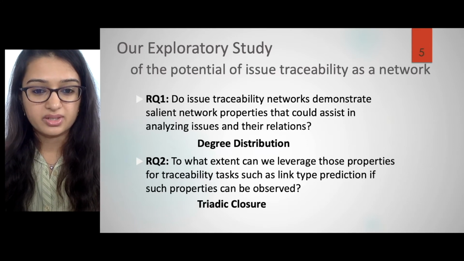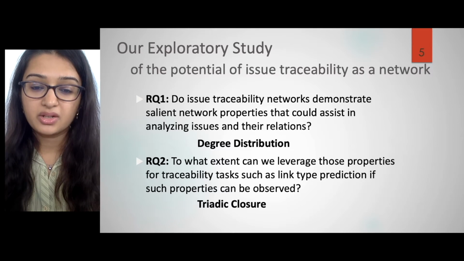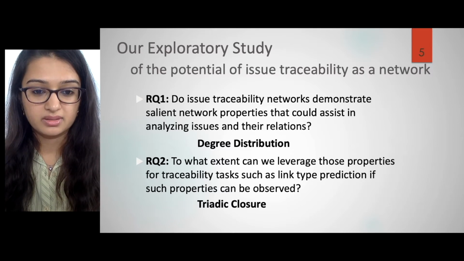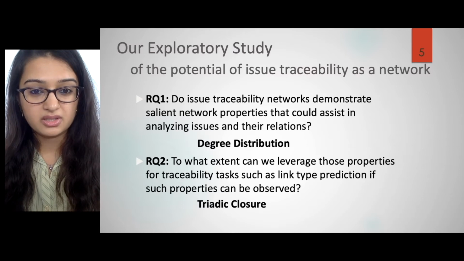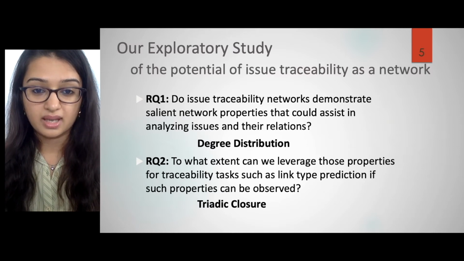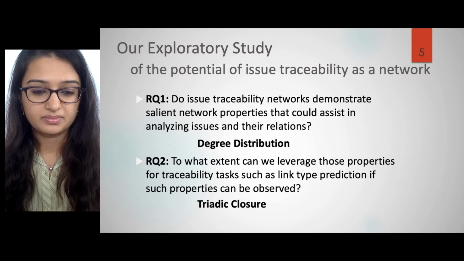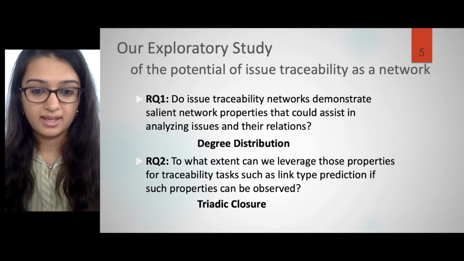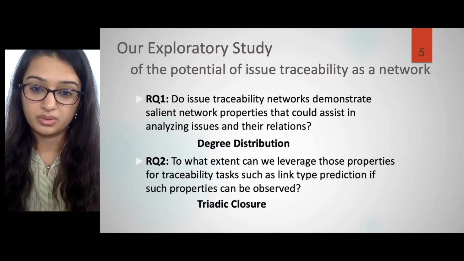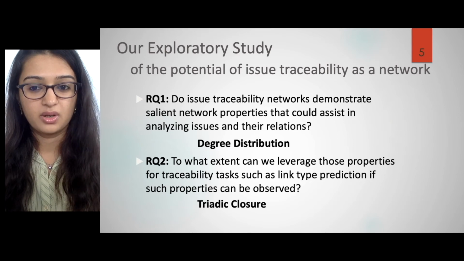To answer our questions, we explore two characteristics of typical networks: the degree distribution, which is a quantitative value based on the nodes and the links in the graph, and triadic closure, which focuses on the relationships between issues within a network. And so we explore both the node and edge perspective of the issue traceability network.